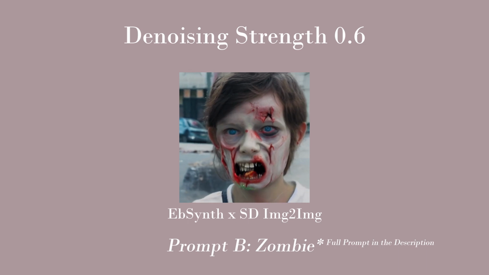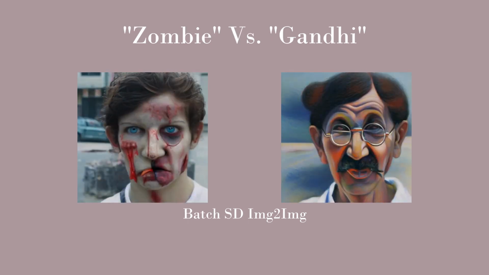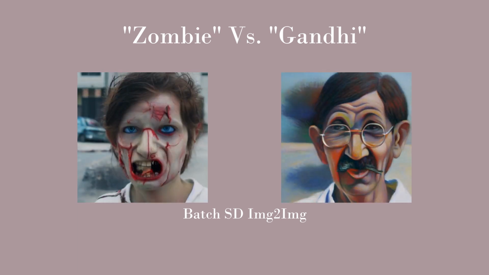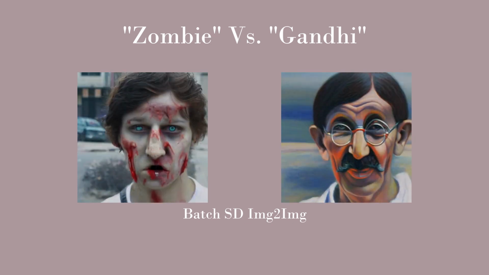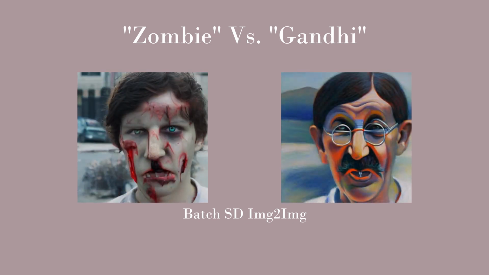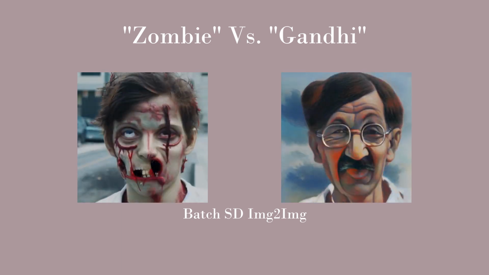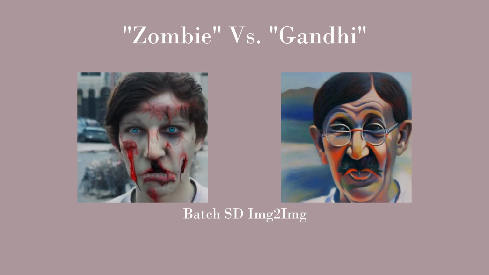Batch suffers from ambiguity in the prompt. This can be seen if we compare Gandhi and Zombie. Zombie is quite a broad data set. It can mean many things. It can output quite a few different images. Gandhi, on the other hand, is a bit better defined. Gandhi was one person. There's a lot fewer possible things that Gandhi can look like.